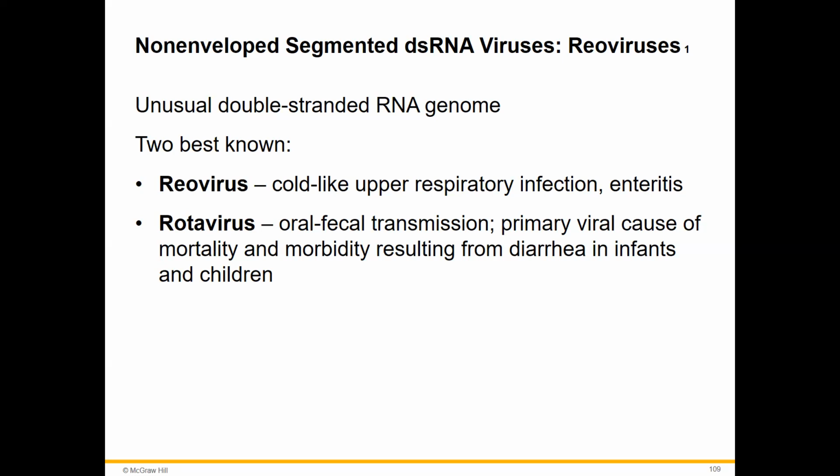The only dsDNA, so double-stranded RNA virus in this grouping, I would want you to know is rotavirus. This is oral fecal transmission. It is a primary viral cause of mortality and morbidity in diarrhea in infants and children, because it can cause dehydration. So this one would be the only one I would really pay attention to here. Rotavirus, double-stranded DNA, significant diarrhea in kiddos, infants in particular.